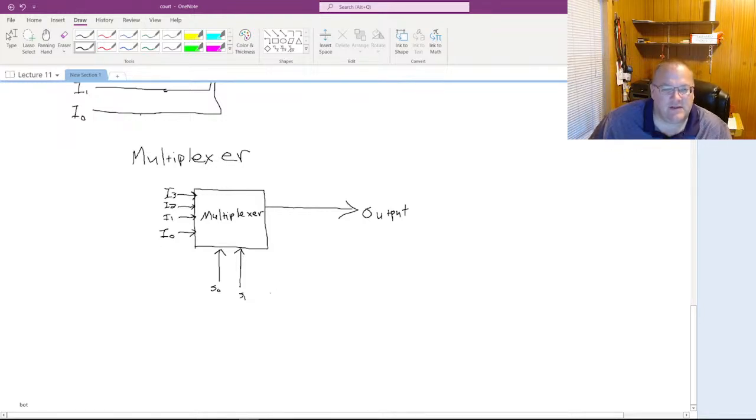So we can think that these two help us decide which of these gets copied directly over to the output. And that's a good way to think about that. How does this help us decode? Well, if I pick two zeros on these S's here, then the 0 is the one that will pass through. So this is a 0 and this is a 0. Similarly, we could do a 2, which would be a 1 and a 0. And if that was true, then this one would be the one that goes across there. So what it's doing is picking which of these inputs is going to become the output. This is what a multiplexer does.